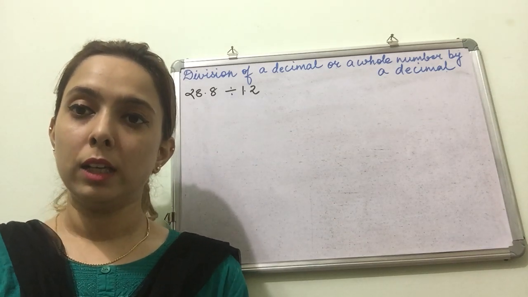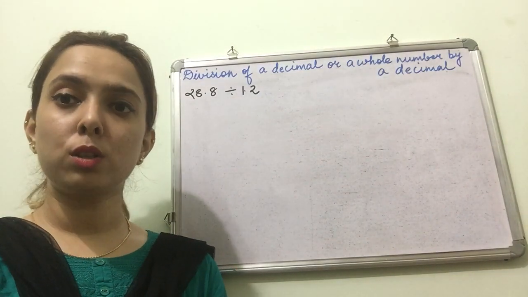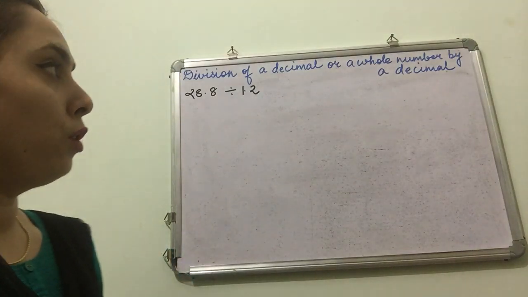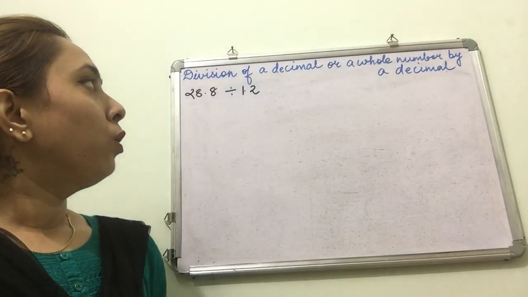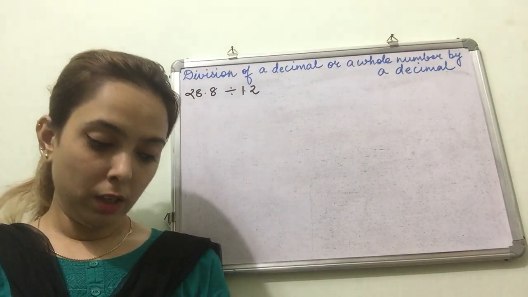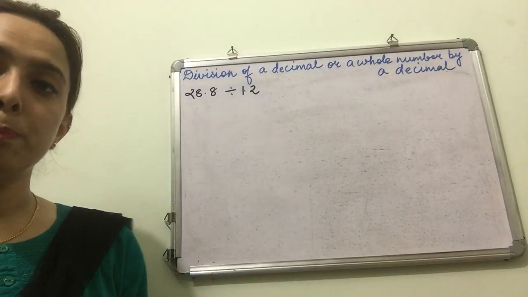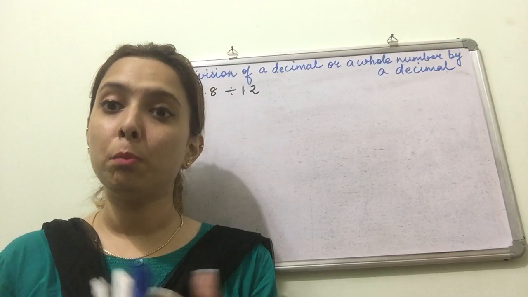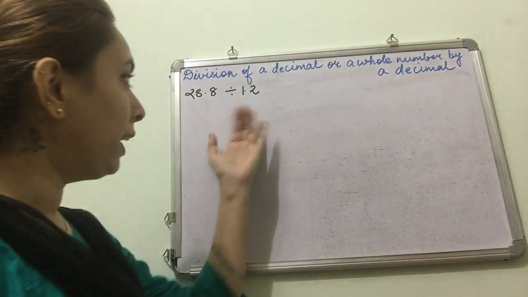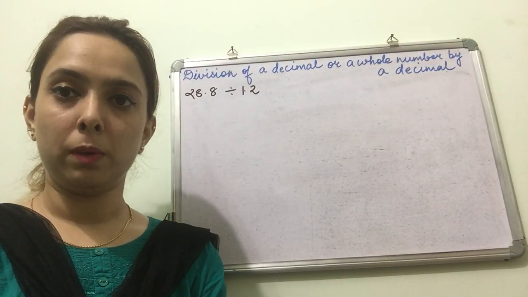Here students, again, the next topic is also very important. It is also a new topic, a new concept for all of you. Till now, what we have done, we were dividing a decimal number by a whole number. I told you that your divisor should always be a whole number. It is compulsory. But here our divisor is a decimal number.